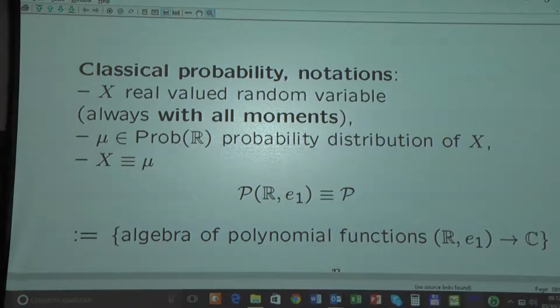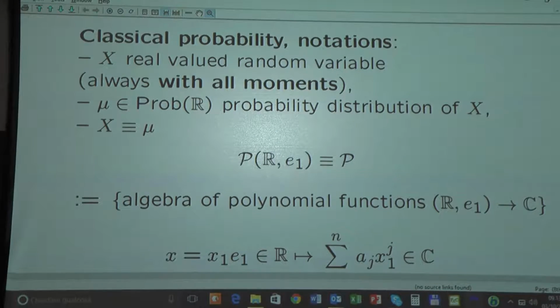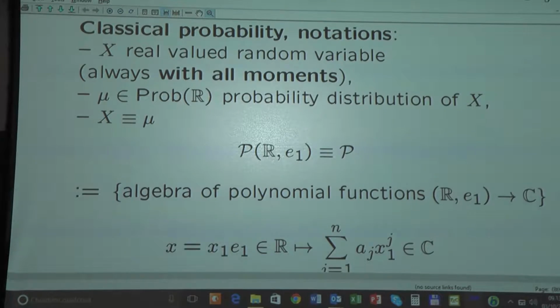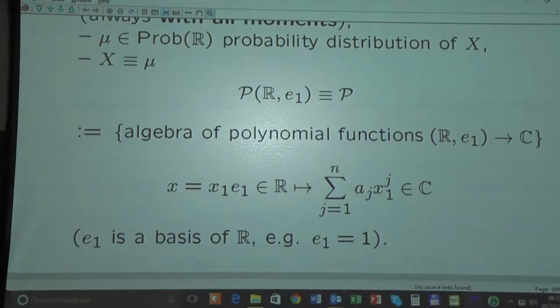So in order to give this idea, let us start with the classical context, an absolutely classical random variable, real valued, with all moments. When I speak of a random variable, I will always assume with all moments. So if I put coordinates on the real line, since I am assuming all moments, I obtain a state on the algebra of polynomial functions, complex valued, on the real line. So these are complex polynomials.